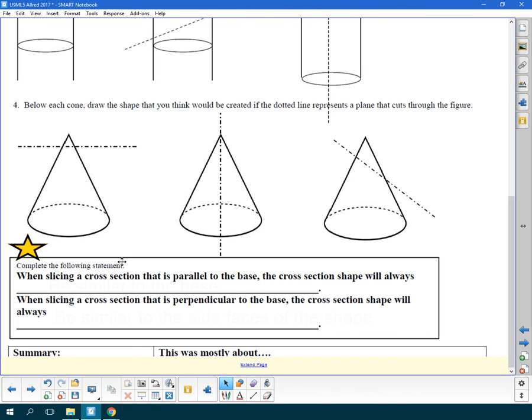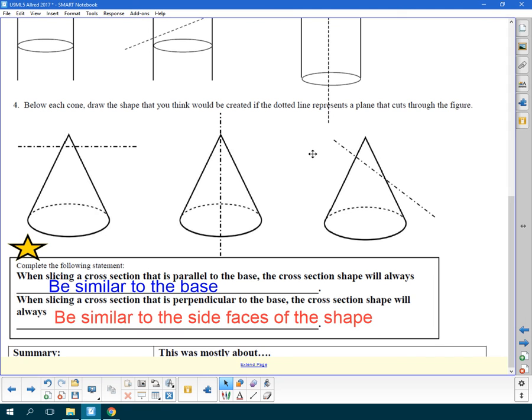When you slice a cross-section parallel to the base, the cross-section shape will always be a similar shape to the base. We talked about similar shapes in Unit 5. That's one important rule. When you slice a cross-section perpendicularly to the base, the cross-section shape will always be similar to the side faces of the shape. You're going to have those things written down.